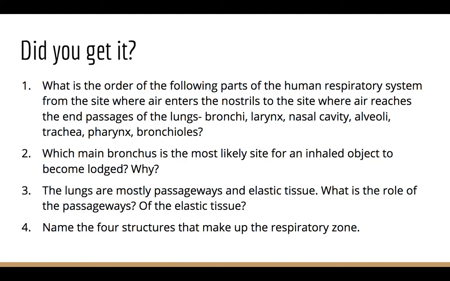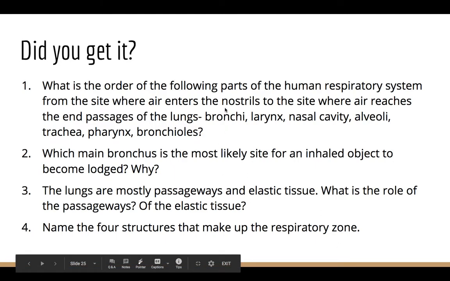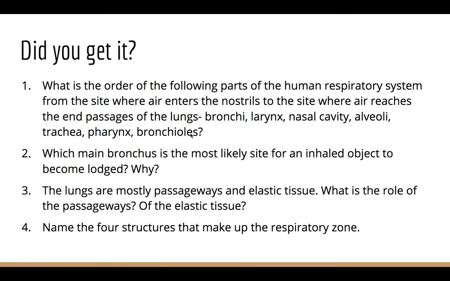All right, here are some questions. What is the order of the following parts of the human respiratory system from the site where air enters the nostrils to the site where air reaches the end passages of the lungs? And then they give you bronchi, larynx, nasal cavity, alveoli, trachea, pharynx, and bronchioles. This is important. Make sure you know this. So it goes nasal cavity, pharynx, larynx, trachea, bronchi, bronchioles, and then alveoli.